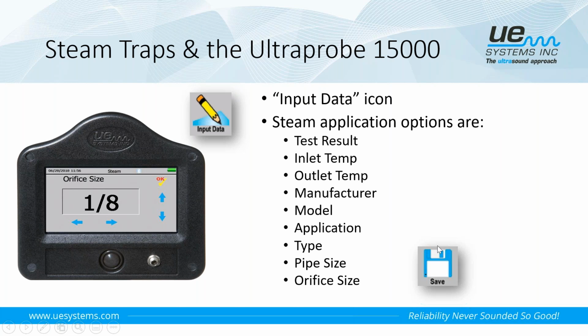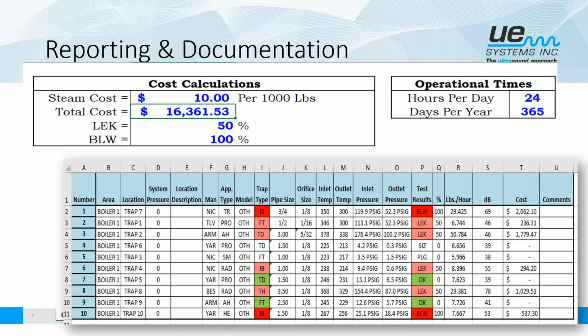And then again, when we're ready to save that data, there's a little icon that looks like a little disk, and that's going to save all that information, link it all together, and then it will advance forward automatically to the next steam trap. So then you would just download that data into the UltraTrend DMS software, and then once you've got it there, within just a couple of clicks, you can generate this report.